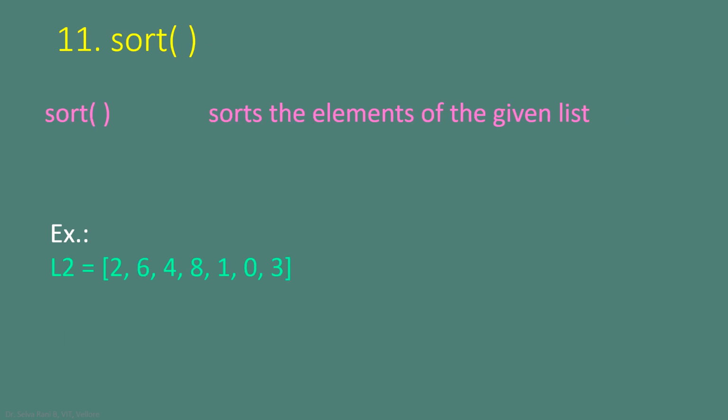Sort. Sort is the method which will arrange the elements in sorted order. For example, if L2 is having some elements like 2, 6, 4, 8, 1, 0 and 3, and if we use sort method with L2, then the elements will be arranged in ascending order. We print L2, it is going to give us the result 0, 1, 2, 3, 4, 6 and 8.